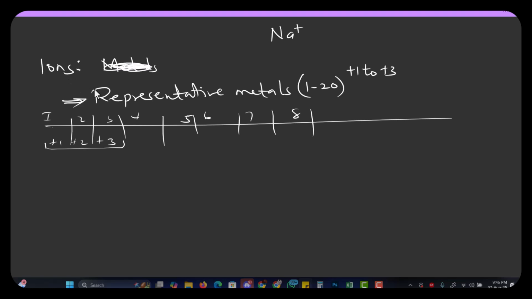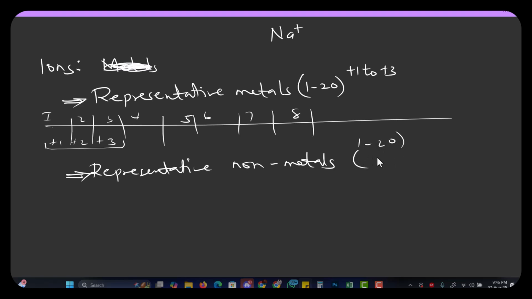Now that is for the first ion. The second one is what I call the representative non-metals. These ones still fall within 1 to 20 of your periodic table.